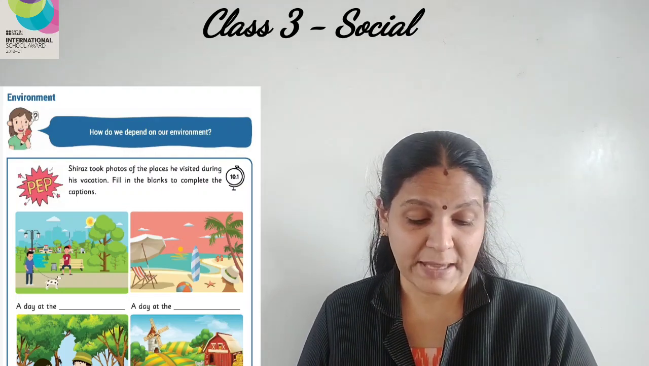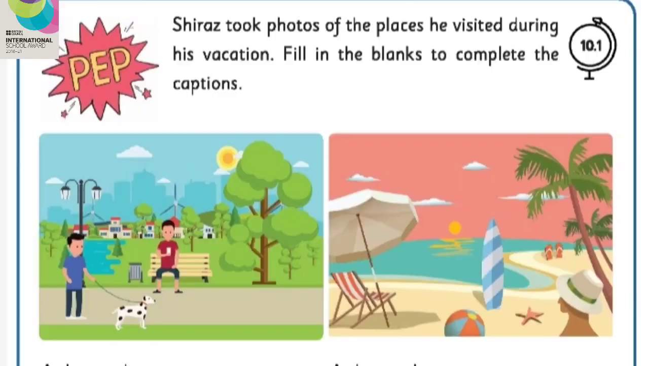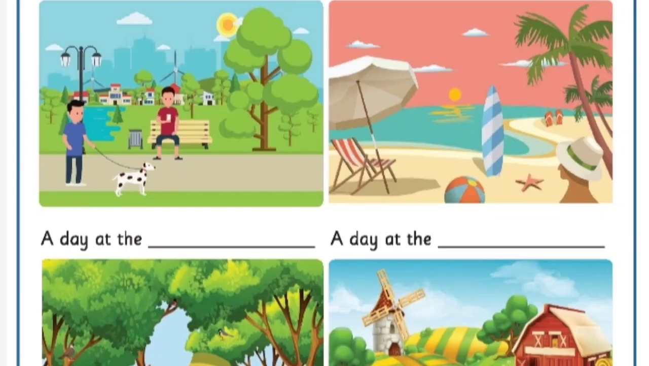So we have a Pep activity number 10.1. Shiraz took photos of the places he visited during his vacation. Fill in the blanks to complete the captions. So Shiraz has gone for a vacation and he has taken many photos of the place he visited. We will see which are the places. Looking at the picture, you can fill in the blanks there.